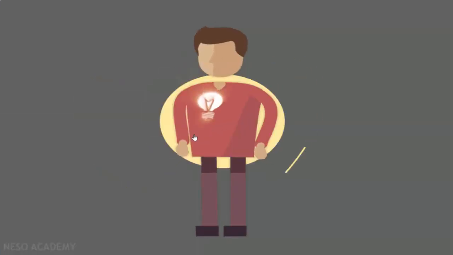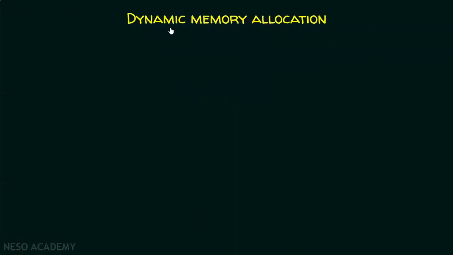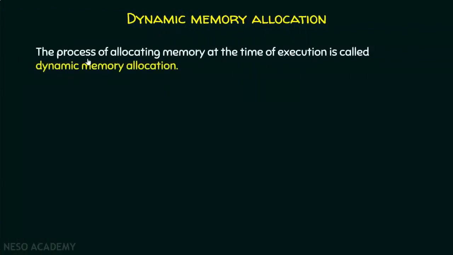Now, here comes someone to rescue. The one who can solve the problem is dynamic memory allocation. The process of allocating memory at the time of execution is called dynamic memory allocation. It should be very clear: you are allocating memory at runtime. So the user has the flexibility. He or she can allocate memory according to his or her needs, right?